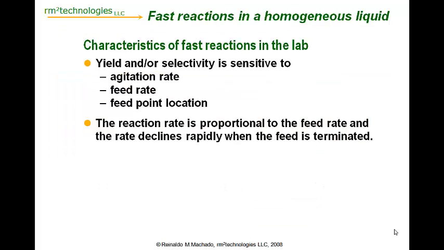Very fast chemical reactions in a homogeneous liquid can be one of the most problematic scale-ups that you can encounter. Typically, the reactions are so fast that locally high concentrations can cause problems in selectivity and conversion to the proper products. Normally, you know this is a problem when your yield or selectivity is sensitive to things like agitation rate or the feed point location at which you add your materials, or the feed rate for that matter. If the reaction is proportional to the feed rate and the rate declines rapidly, that is often an indication that the reaction is very fast.